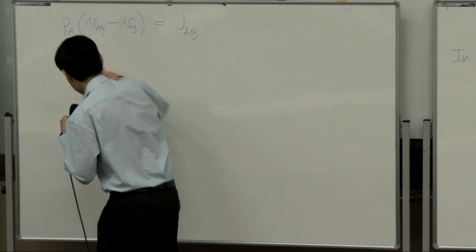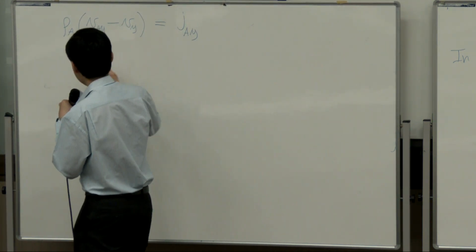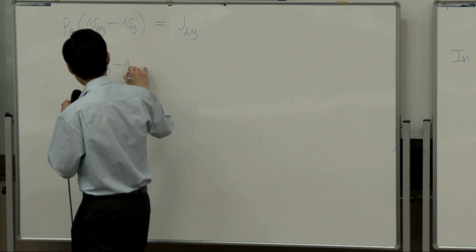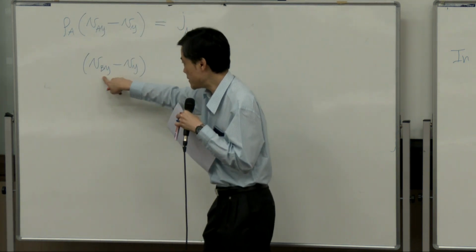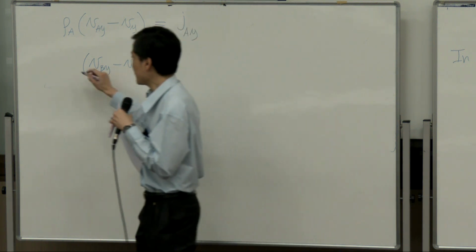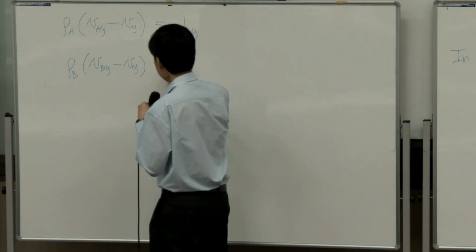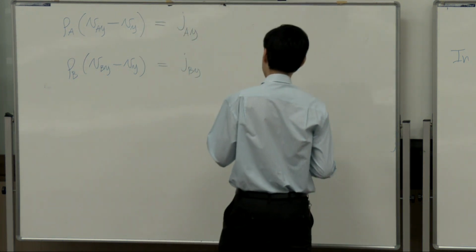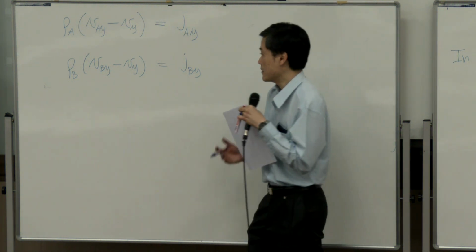Now, if I write the same thing for species B, VBY subtracted by VY, that will be the velocity of species B with respect to the average velocity, multiplied by its concentration. That would give you JBY, the flux of species B in the y direction. Okay?